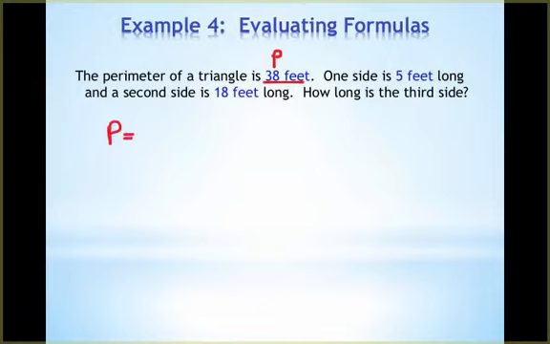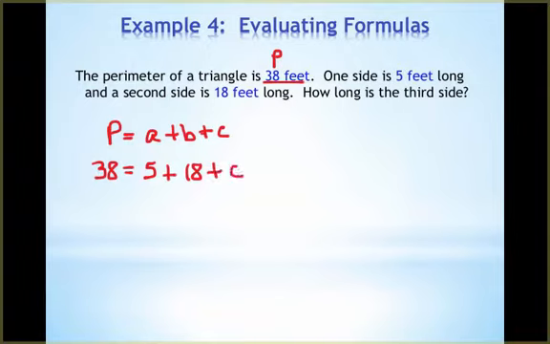Well, remember that our perimeter formula is A plus B plus C when we're working with a triangle. But we know the perimeter is 38. One side is 5. It doesn't matter which variable we assign that to, so I'm just going to let it be A. A second side is 18, and we're trying to find the third side, C.